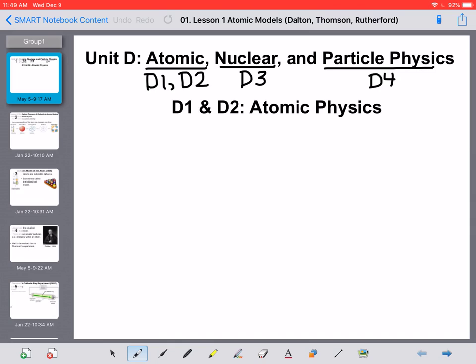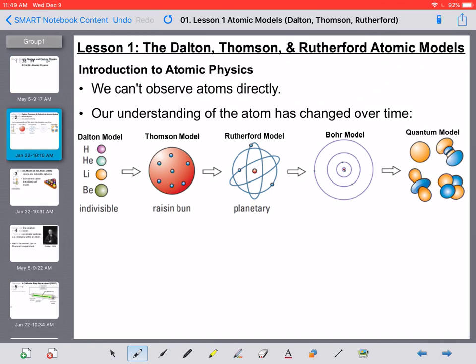In the gradebook, D1 and D2 are grouped together, so you'll just be getting 1 grade for D1 and D2 together. So for the next few lessons, we're going to be working on D1 and D2, which is atomic physics. So today we're doing lesson 1, the Dalton, Thomson, and Rutherford models of the atom. So, introduction to atomic physics.